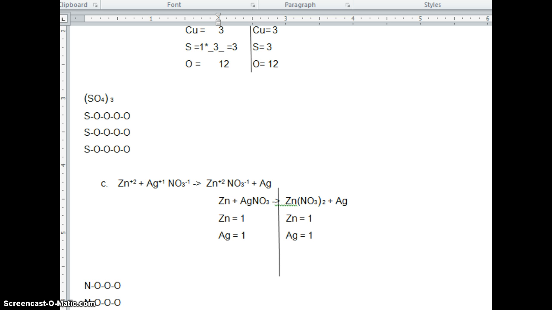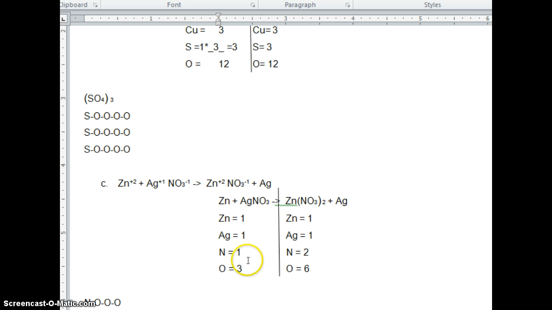On the product side, how many silvers are there? 1. On the reactant side, how many nitrogens are there? 1. On the product side, how many nitrogens are there? Well, we have this 2 right here. It's got to distribute, and so there are 2. All right, oxygen on the reactant side, there are 3. And how many oxygens on the product side? 2 times 3 gives us a total of 6. All right, so we can see we have a few that aren't balanced. The nitrogen and the oxygen are not balanced, and so we need to take care of that.